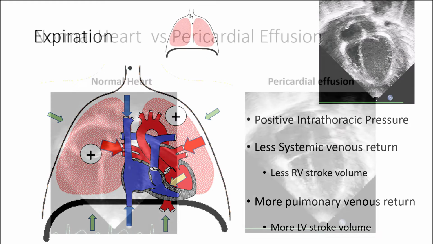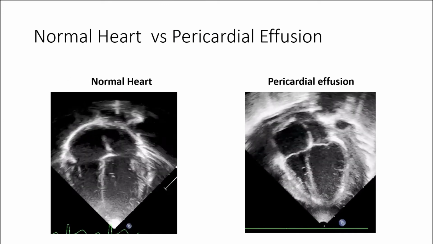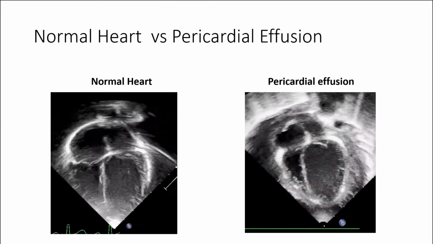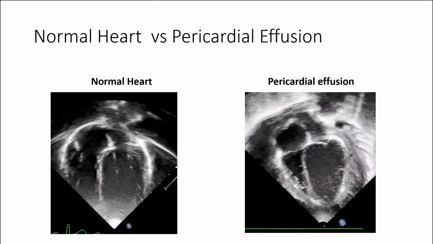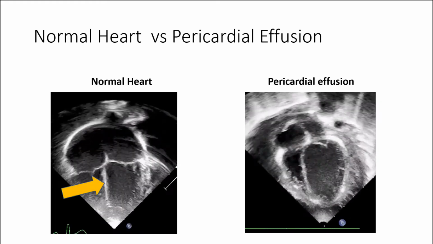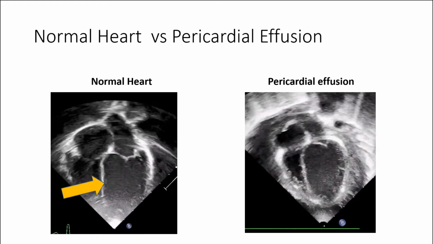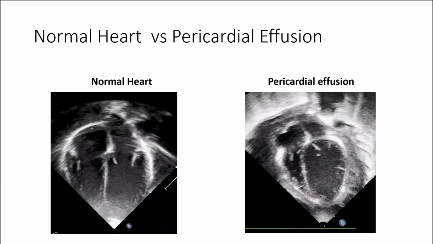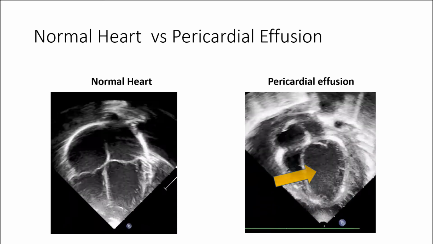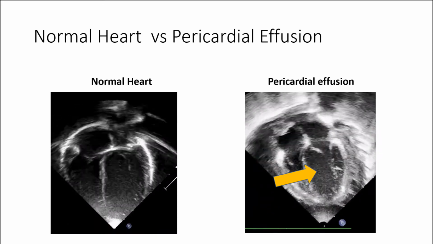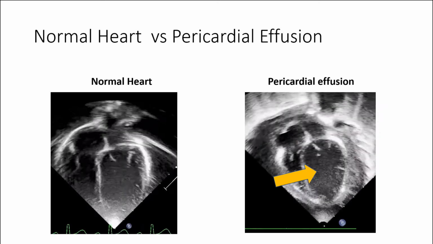So when you compare these two echo images, the normal heart and the pericardial effusion, you can clearly see in the normal heart, the interventricular septum does not move at all during inspiration and expiration, but in the patient with pericardial effusion, the septum bounces towards the left side or towards the right side depending on inspiration or expiration.